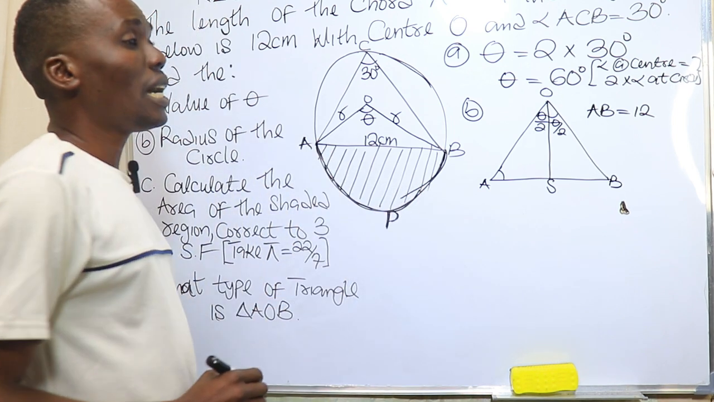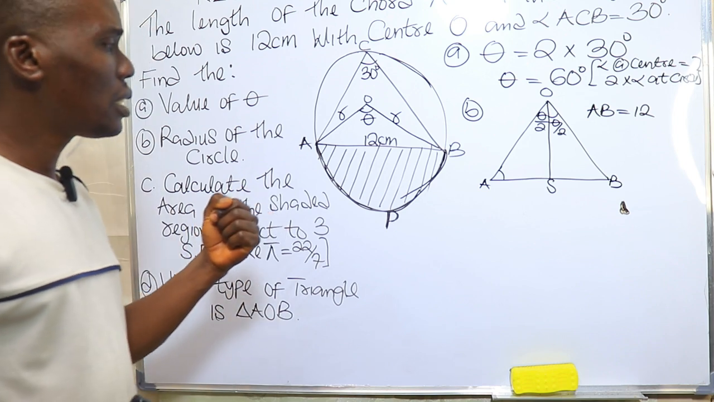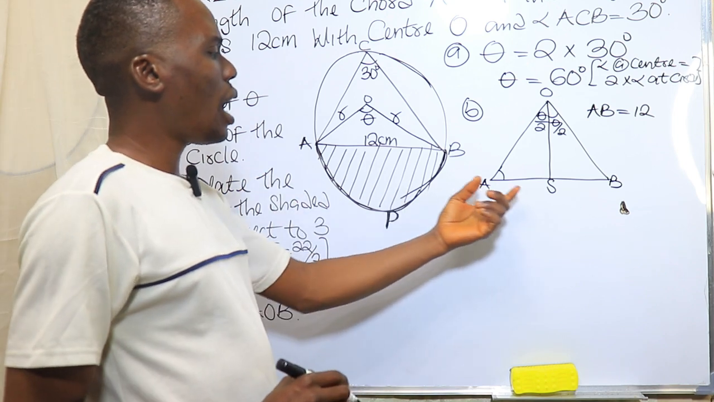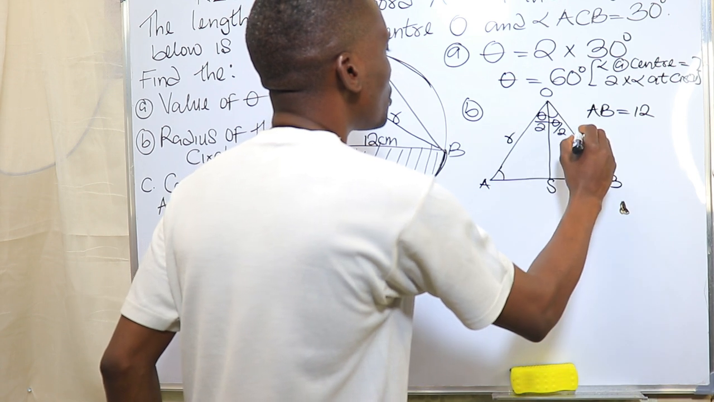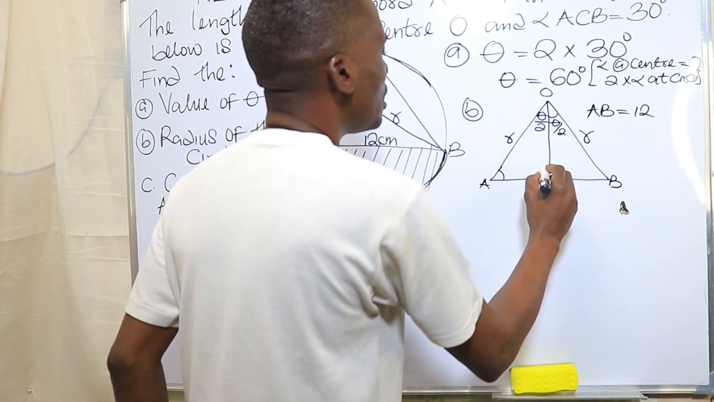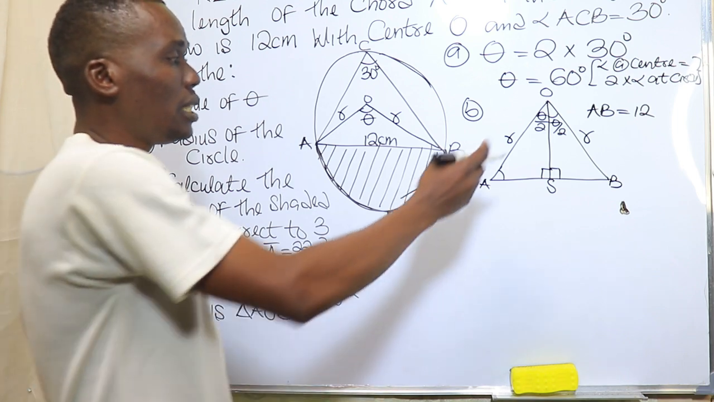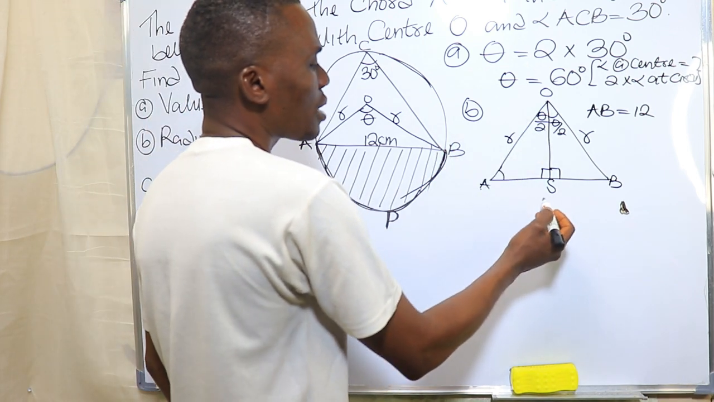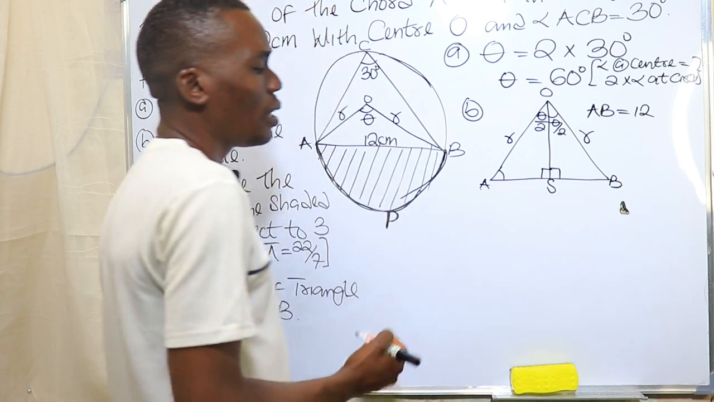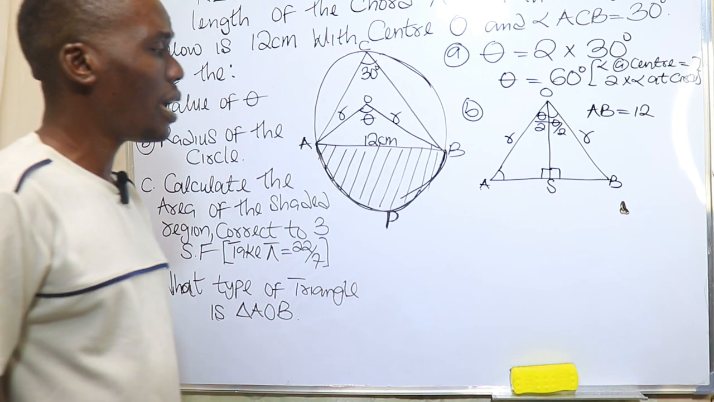Right? That's the arc of the circle. Now the question is, how do we find the value of this radius? Remember, this is a right-angled triangle, and this is an angle. Now we have AS and we have SB. From this position, you can see that we can simply find our AB.